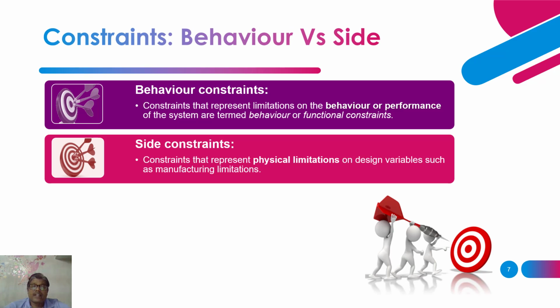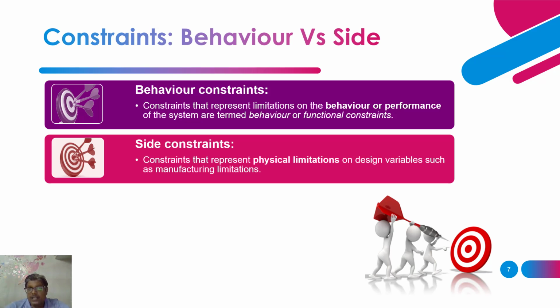Here again, constrained optimization can be classified with respect to the design. It may be a behavior constraint or a side constraint. What is a behavior constraint? A constraint that represents a limitation on the behavior or performance of the system is termed a behavior or functional constraint. And what are side constraints? Side constraints represent physical limitations on the design variables, such as manufacturing limitations. That's why I said x can vary from x1 to x10, which is a physical limitation. If the design variable only ranges from x1 to x2, it is a side constraint.